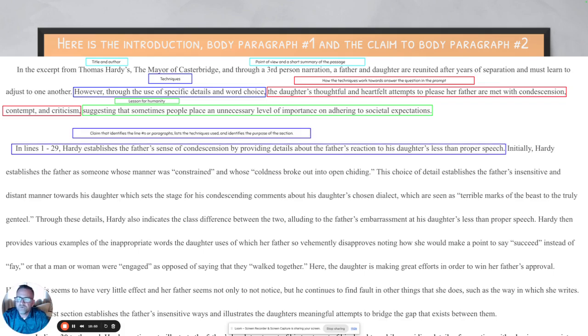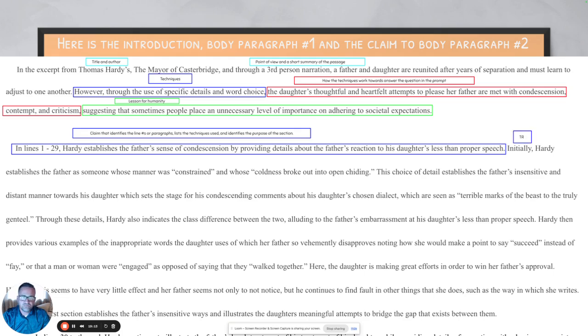In lines 1 through 29, Hardy establishes the father's sense of condescension by providing details about the father's reaction to the daughter's less than proper speech. So I start with a claim that identifies the line numbers or paragraphs, lists the techniques used, and identifies the purpose for that section. And then I move on to presenting my first example.